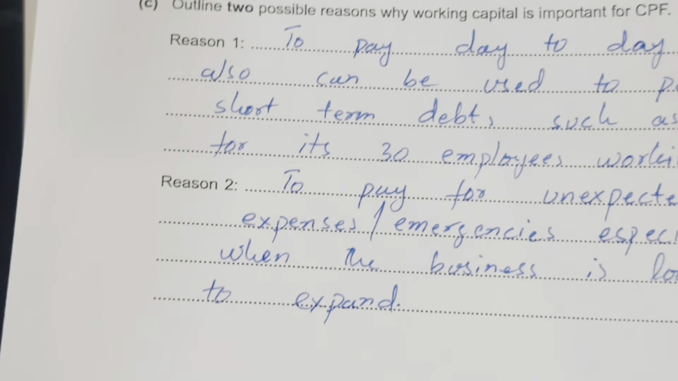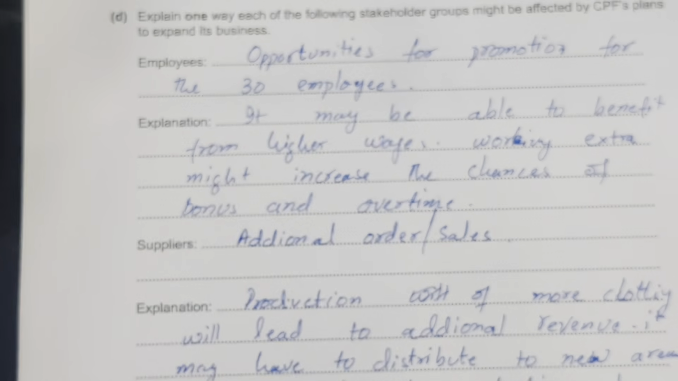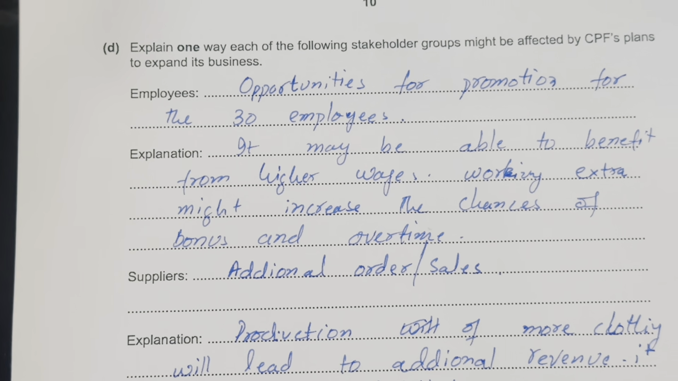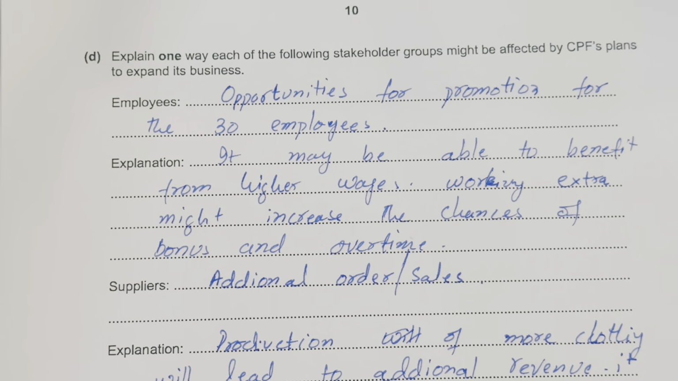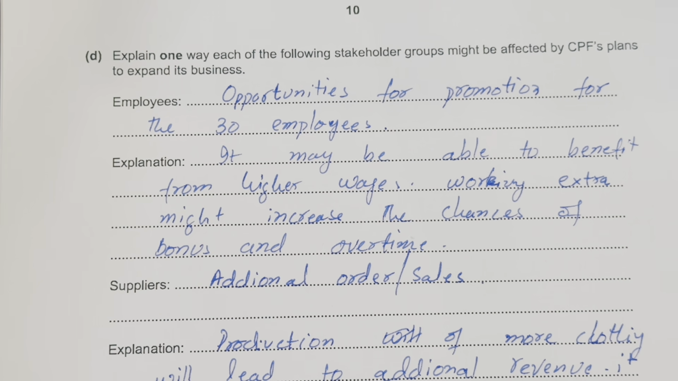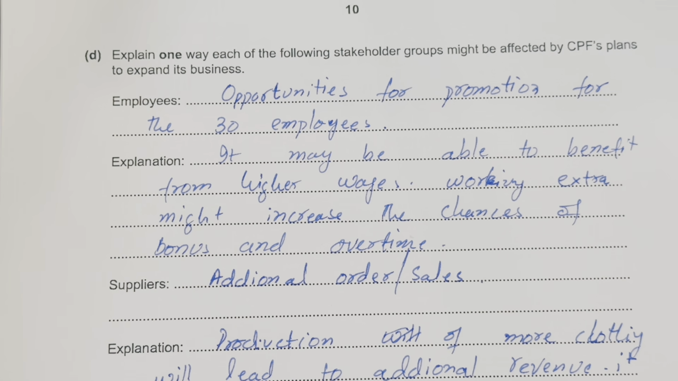Now we will move to the next part, that is part D. Explain one way each of the following stakeholder groups might be affected by CPF's plan to expand its business. Employees: opportunities for promotion for the 30 employees. Obviously they might think that when the business expands, they might have more chances to be promoted. They may benefit from higher wages. Working extra might increase the chances of bonuses and overtime.